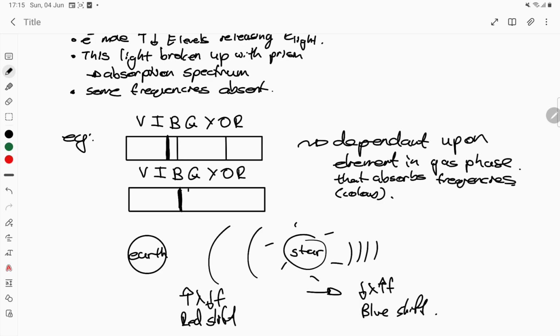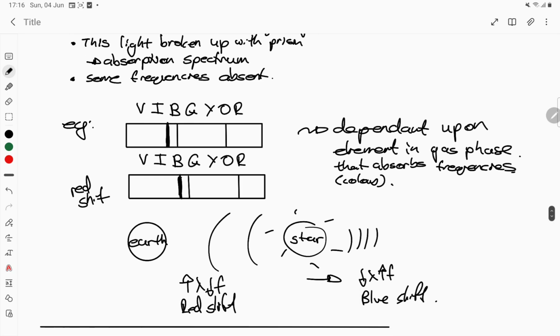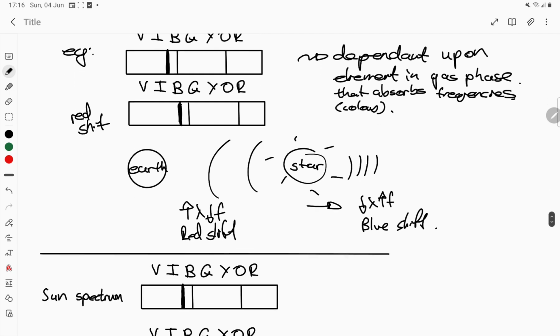They'll shift towards red. So the absorption lines will shift nice and symmetrically towards the red side. If it's a red shift, this will be a red shift. So let's take a look at some examples.